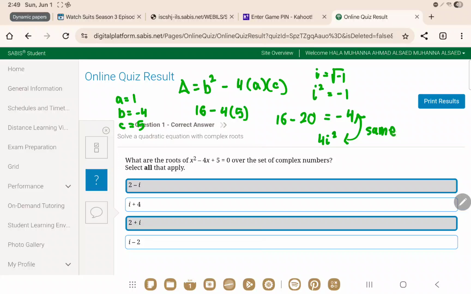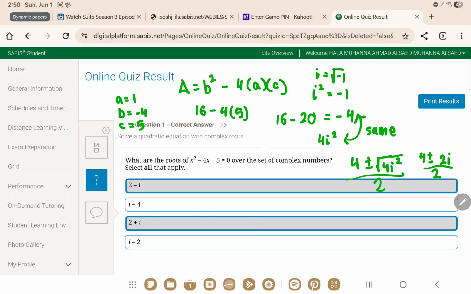Now, to solve, we need to put this in our quadratic formula. What's the quadratic formula? It's minus b plus minus radical delta over 2a. Now, minus b is minus -4, which is 4, plus minus radical 4i squared, over 2 times 1, which is just 2. So it's practically 4 plus minus 2i over 2.